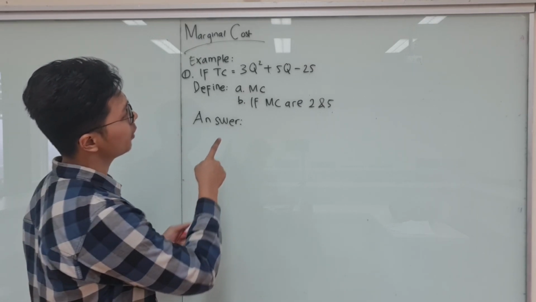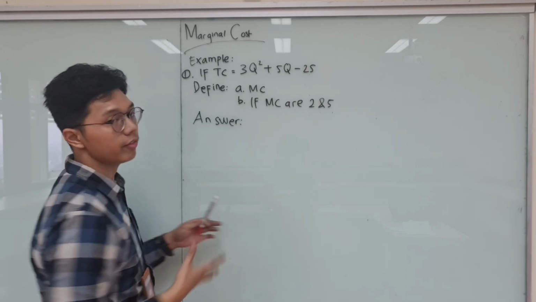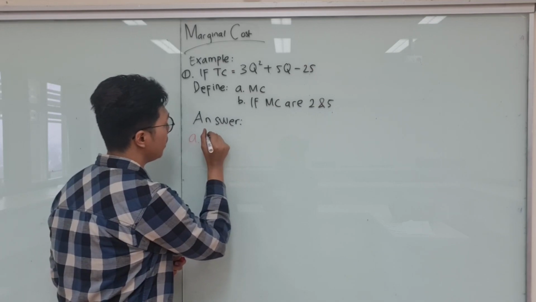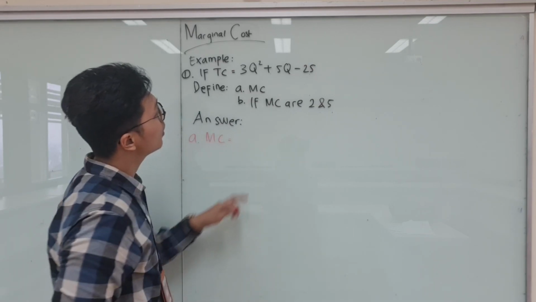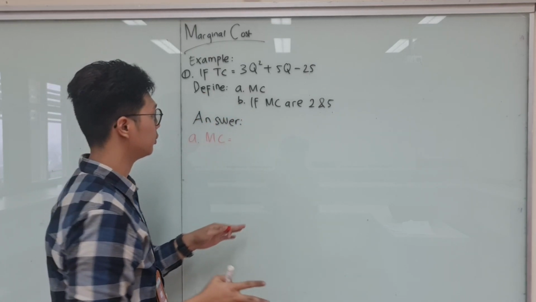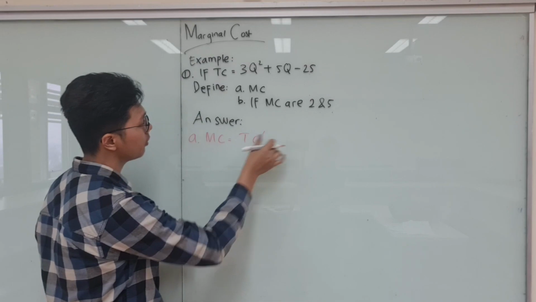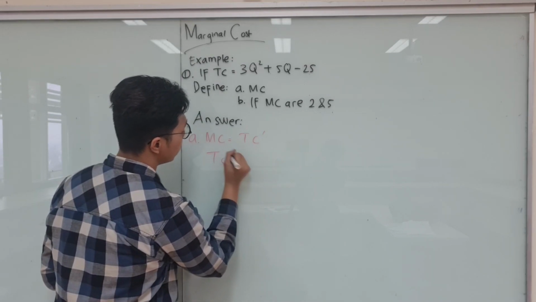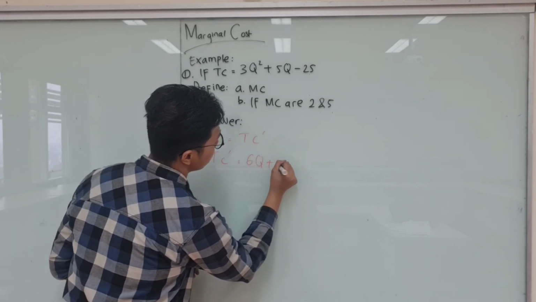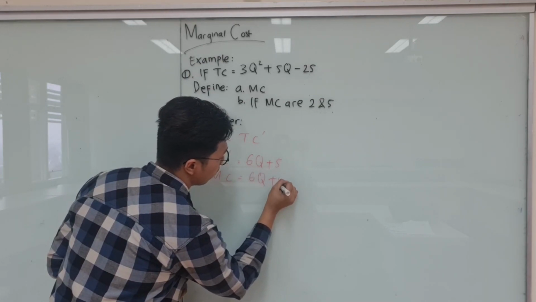If the TC is 3Q squared plus 5Q minus 25, we must find the MC, and find the MC if Q is 2 and 5. So we're going to find the MC first. To find the MC, we can derive the total cost equation first. The first derivative of the total cost is 6Q plus 5. So we get the MC is 6Q plus 5.